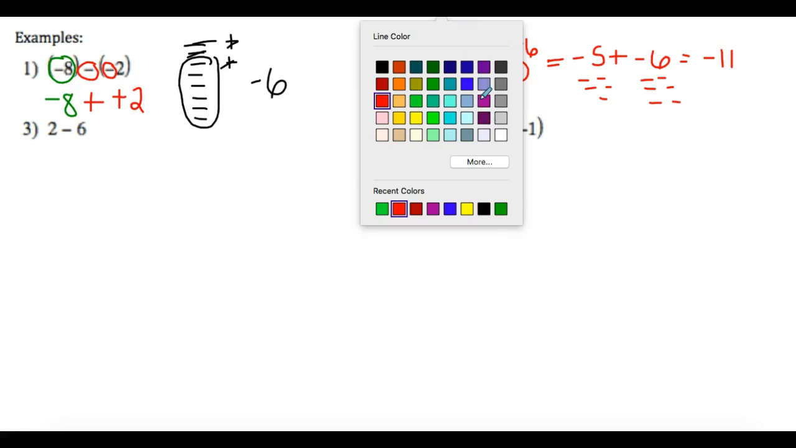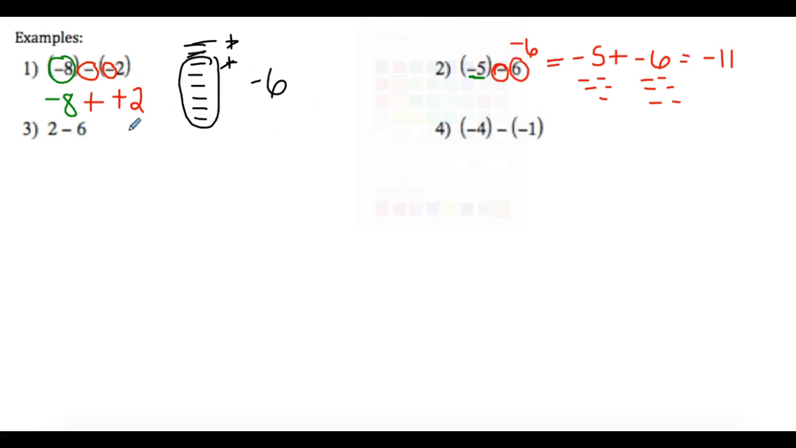In problem number 3, if we look at what needs to change, what needs to change again is this middle number, and then this +6 is going to change to -6. So that would be 2 plus -6. 2 positives, 6 negatives, and when we cancel out, I'm left with 4 negatives.